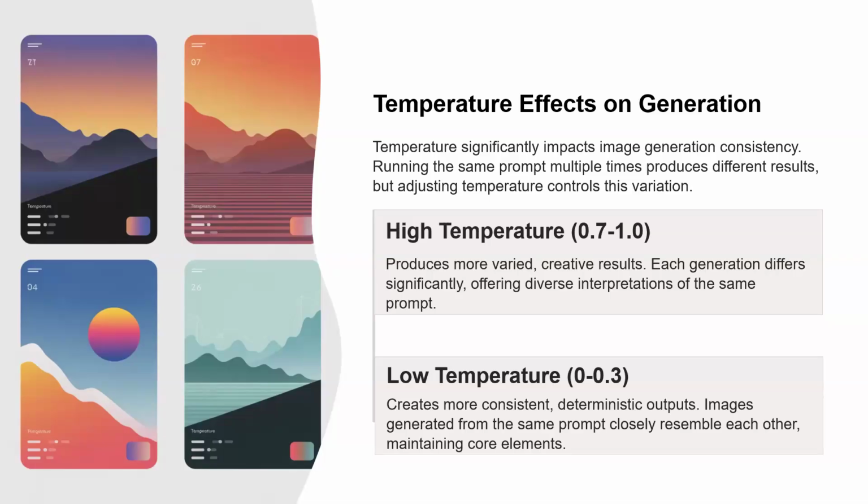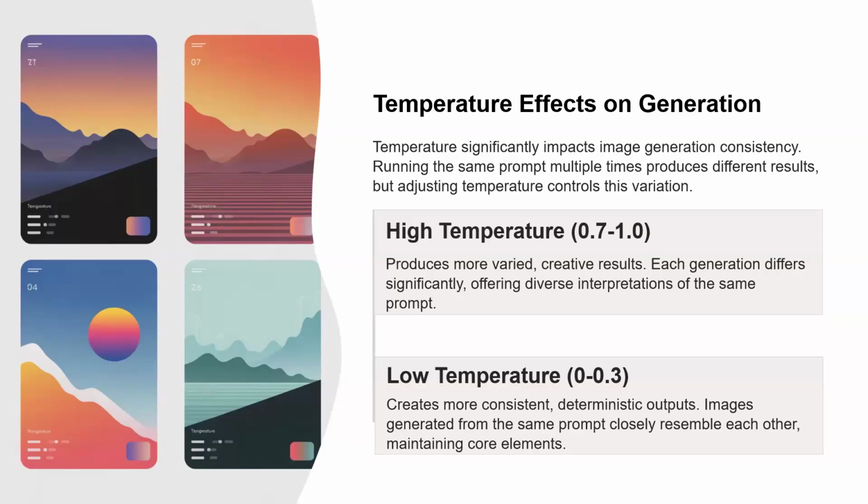But if you wanted it to answer with the same sentence every single time, you use a low temperature. This creates a more consistent, deterministic output. Images generated from the same prompt closely resemble each other, maintaining the core elements.